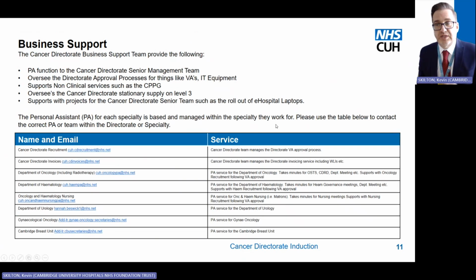So the Cancer Directorate business support team is a PA function for the Cancer Directorate senior team. They oversee things like the VAs, the IT requests that we get in. They push those through the process. They look for approval and then bring it back to the specialty teams and the line managers who need that approval afterwards. And they support some of the non-clinical services such as CPPG, and also roll out some projects with us as the cancer senior team.